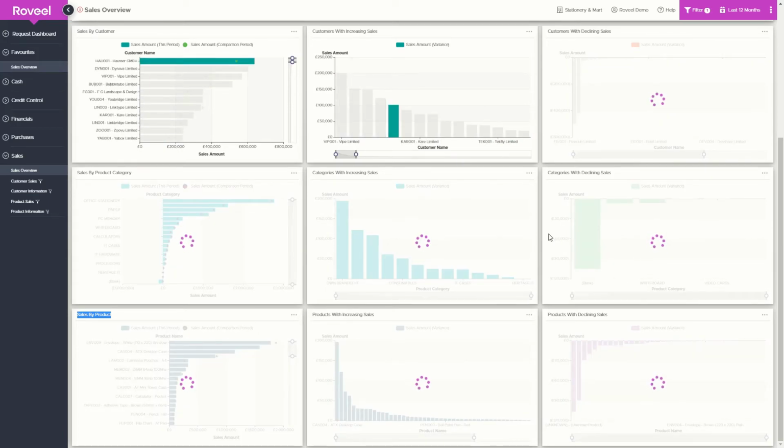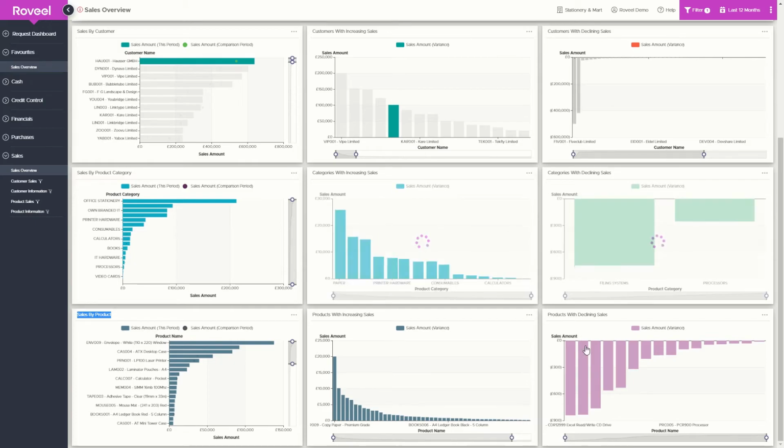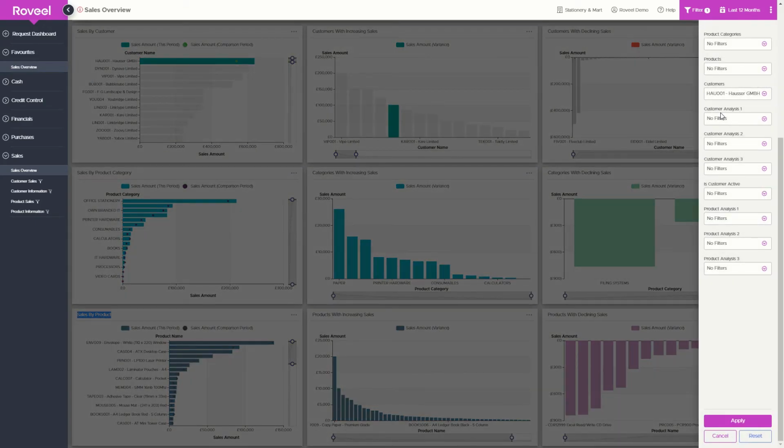To refine our data search, we can also use the platform's versatile filters feature to view a particular group of customers, products, or one of Sage's customer or products analysis fields.